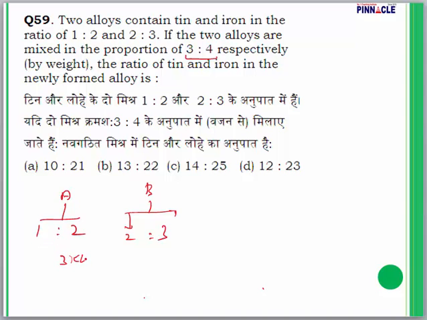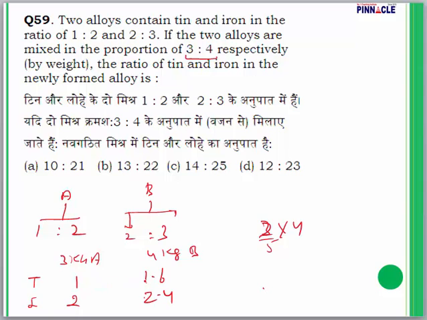So in 3 kg of A, one would be tin and two would be iron. Tin and iron, 1 and 2 kg, it is already mentioned here. But here the total is 5 kg, and we have to take 4 kg. In 5 kg, if it is 2, then in 4 kg it would be 2 by 5 into 4, that is 8 by 5, that is 1.6 kg. So 1.6 kg in 4 kg of B would be tin. And then it will be 3 by 5 into 4 kg, which means 2.4 would be the iron.